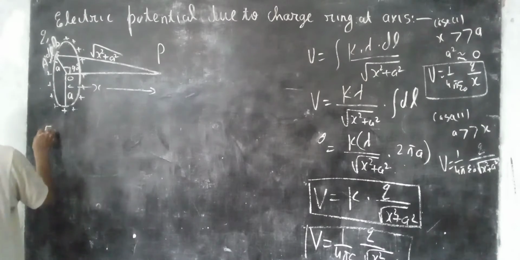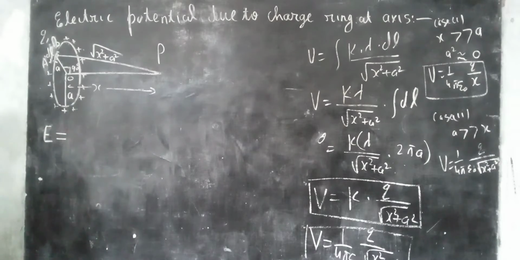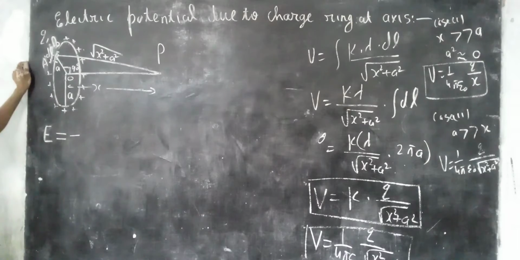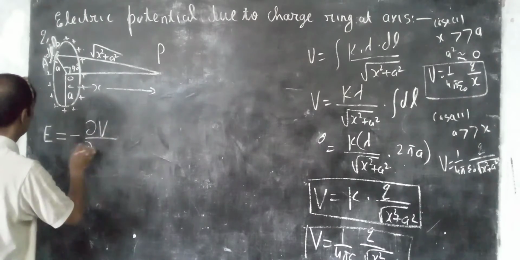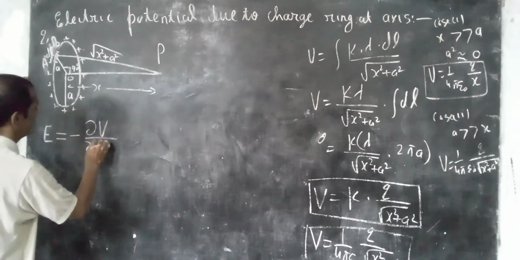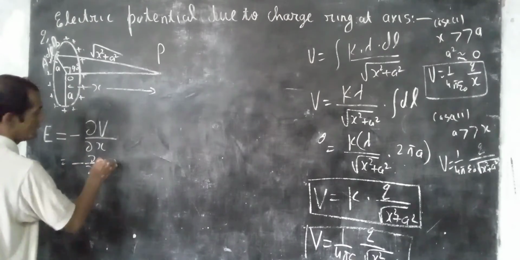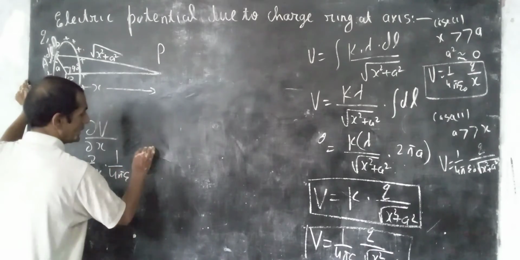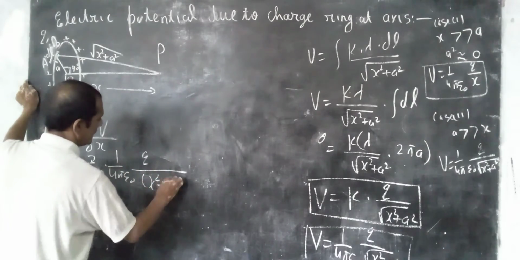The relation between electric potential and electric field: the negative gradient of electric potential with respect to distance is equal to the electric field. So E is equal to negative delta V by delta S. V we have already: 1 upon 4 pi epsilon naught times q upon the root of x squared plus a squared.